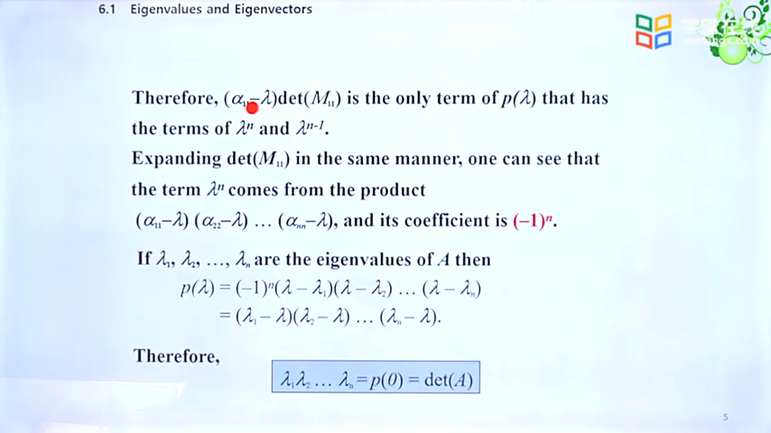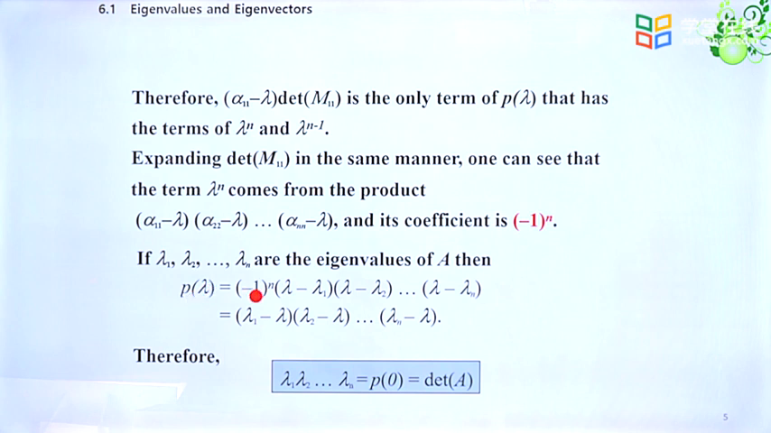So (a11 minus lambda) times the determinant of M11 is the only term of p(lambda) that has the terms of lambda power n and lambda power n minus 1. Expanding the determinant of M11 in the same manner, one can say that the term lambda power n comes from this product, (a11 minus lambda) times (a22 minus lambda) till (ann minus lambda), and its coefficient is minus 1 power n.